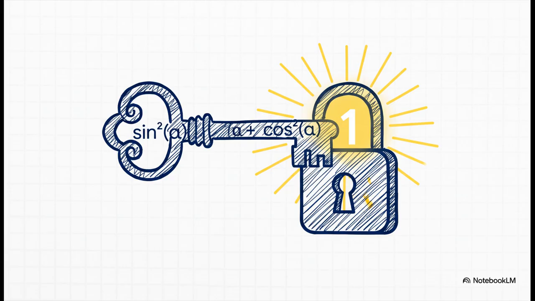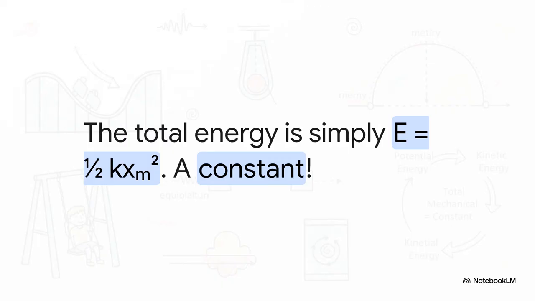And here it is. This little gem from trigonometry is the key that unlocks the whole thing. For any angle you can possibly imagine, sine squared of that angle plus cosine squared of that angle is always equal to 1. It's a fundamental truth of math. So because of that amazing little rule, all that complicated stuff with time, all the sines and cosines, they basically cancel each other out and become 1. And what are we left with? This beautifully simple result. The total energy E only depends on two things: K, how stiff the spring is, and x_m, how far you pulled it back in the first place. That's it. It's a constant.